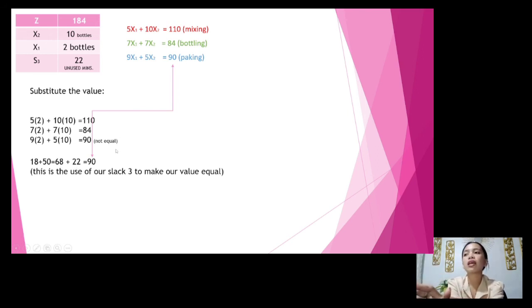For us to get the value equal, we should simply add our slack, which is the 22. So 68 plus 22 is equal to 90. So this is now equal.